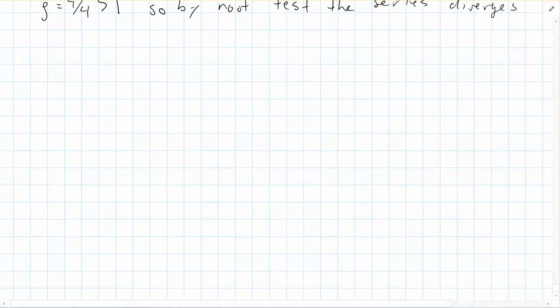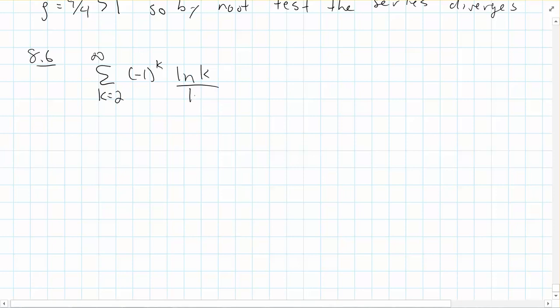Okay, so we got a couple more questions here. These were from 8.6. And again, these are kind of obvious for the exam. 8.6, remember, is dealing with alternating series. So we have negative 1 to the k power, natural log of k over k squared. And this is obviously an alternating series because of the negative 1. Actually, this was number 14, by the way.